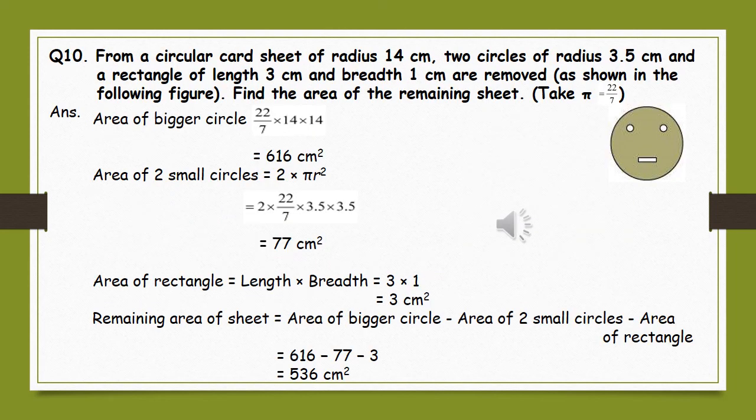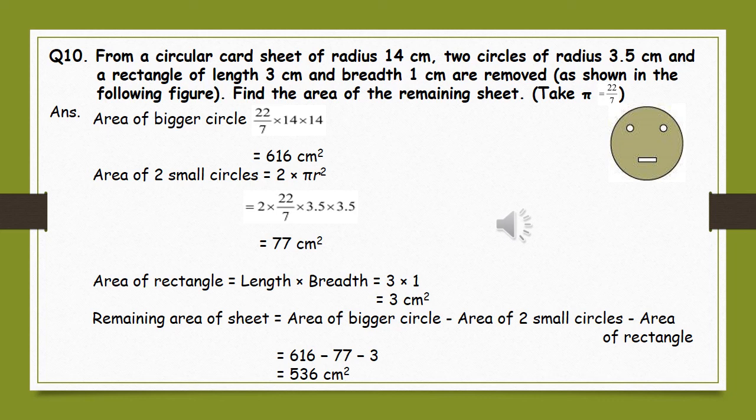Sum number 10. From a circular card sheet of radius 14 centimeter, two circles of radius 3.5 centimeter and a rectangle of length 3 centimeter and breadth 1 centimeter are removed. It is shown in the figure. Find the area of the remaining part of the sheet. Pi value is taken as 22 by 7. Area of the bigger circle is 22 by 7 into 14 into 14. So, we are getting 616 centimeter square.